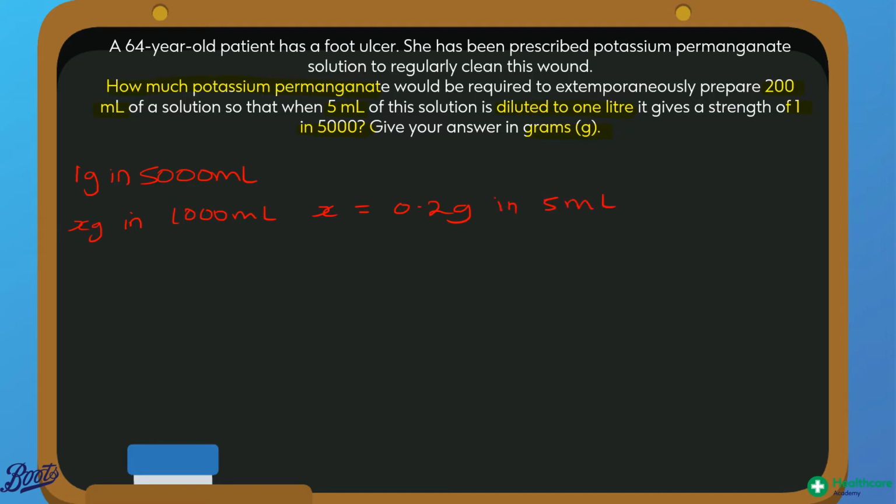So when you're scaling up the 0.2 grams per 5 millilitres to extemporaneously prepare 200 millilitres, you are going to require how many grams? Again, a simple calculation will tell you if 0.2 grams are present in 5 millilitres, then you're going to have 8 grams present in 200 millilitres. So the final answer is 8 grams.